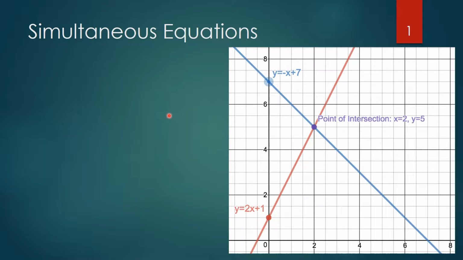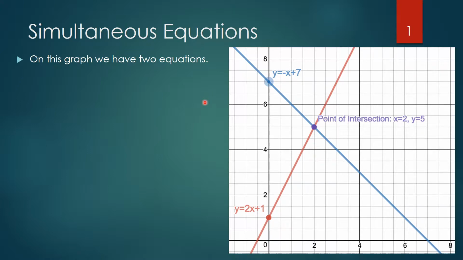Now if you think about the word simultaneous, what it means is at the same time. So we're talking about simultaneous equations, equations that happen at the same time. On this graph you see we have two equations: one is negative x plus 7, hence why the line has a negative gradient, and the other is 2x plus 1.